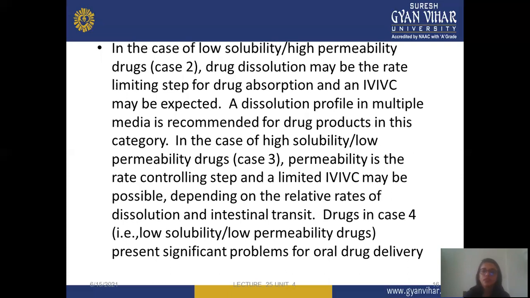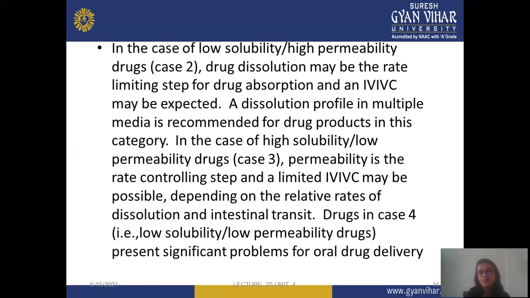In case of a low solubility, high permeability drug, a class 2 type drug, having high permeability and low solubility, the dissolution may be the rate limiting step for absorption, and IVIVC may be expected. In class 2, IVIVC is also expected, meaning an in vitro and in vivo relation is expected for a class 2 drug with low solubility and high permeability, and absorption is rate limited.